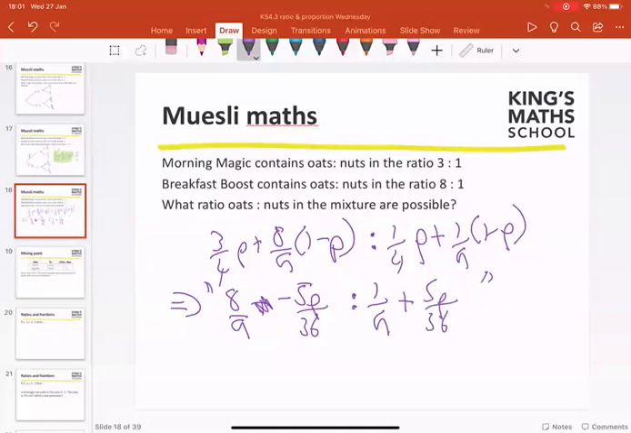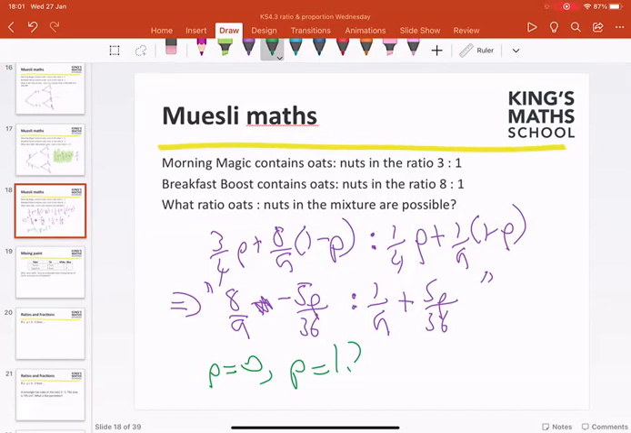A good sense check, by the way, to get them to realise, draw out a sense check. Well, what happens in the limiting cases? What happens if P is 0? What happens if P is 1? What happens if I have no morning magic? Well, I get 8/9 to 1/9, which is 8 to 1. Well, that makes sense because it's pure boost. And what happens if I have no boost?